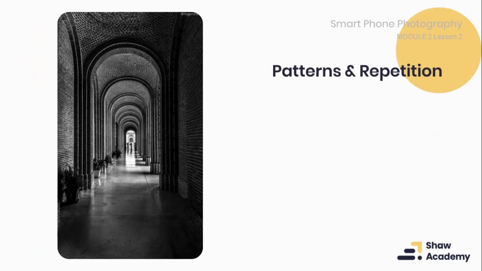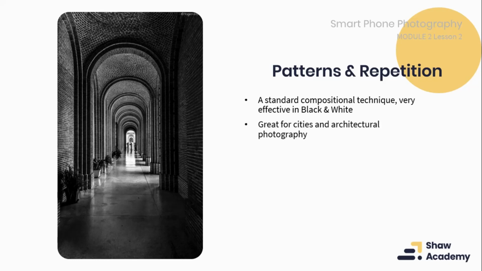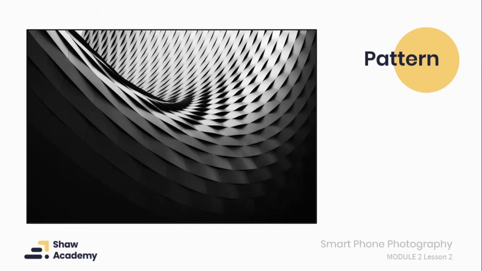Moving on from that, we've got our patterns and repetition, and we actually have loads of texture in this photograph as well with that brickwork, but really it's all about the patterns and repetition, something that we had a look at in our composition lessons, but it's very effective in black and white. It's great for cities and for architectural photography. It can be really abstract as well, and it's also great to practice if light is poor. So if it's a cloudy, overcast day, you're not really getting much light or much in the way of contrast, you can definitely try out just simple patterns and repetition.